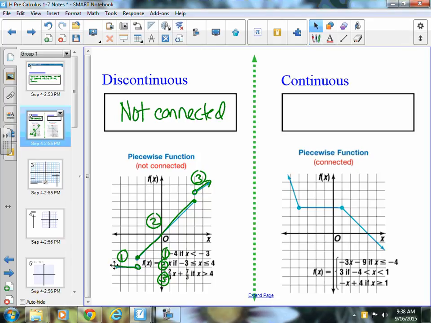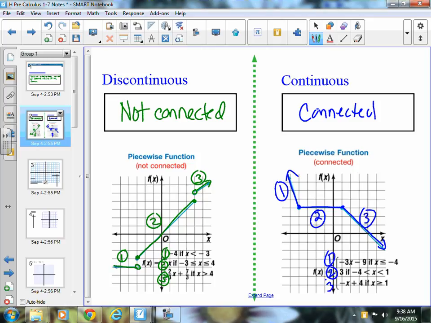The continuous ones, if you trace it, so you can trace along with me the second one, when I do the whole graph, I can do the entire thing without lifting my pen or pencil. So this continuous means connected. So it's a connected graph. So there's still 3 different pieces. There's the first slanted line, a horizontal piece, another slanted, which corresponds to the 3 different rules down at the bottom. But again, it's a graph that needs a different rule for each part of the domain. So those are the 2 pieces that we have. So there are 2 different types of piecewise graphs: continuous, discontinuous, connected, not connected.